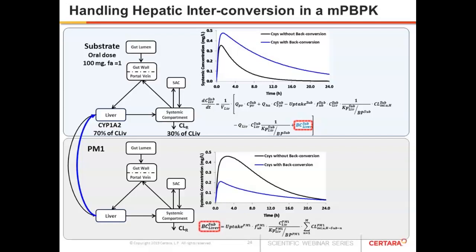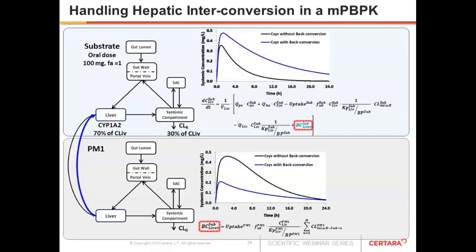On the primary metabolite side, at the beginning, it was exclusively excreted into the urine. As you can see with the black lines on the right-hand side, these are the simulated concentration time profiles for substrate and metabolite without any back conversion happening. In version 19, you will have this option to introduce a back conversion pathway for the primary metabolite in the liver. When you have included such a pathway, the rate of metabolite back conversion will be calculated, and that will be fed back into the differential equation describing the liver concentration for the substrate.